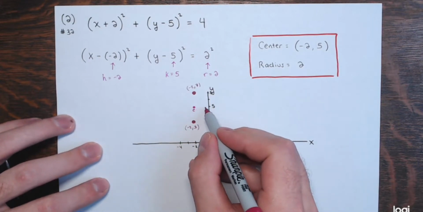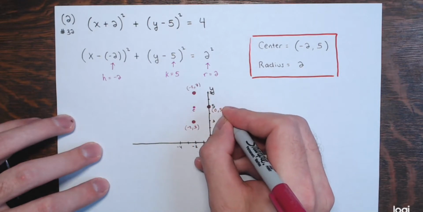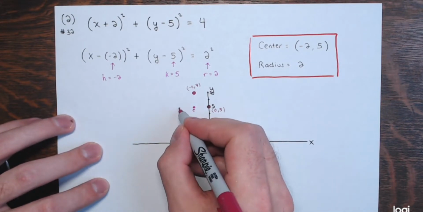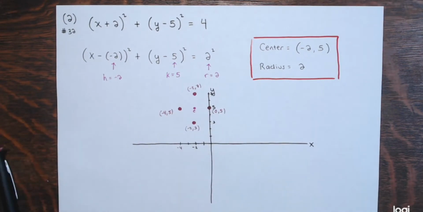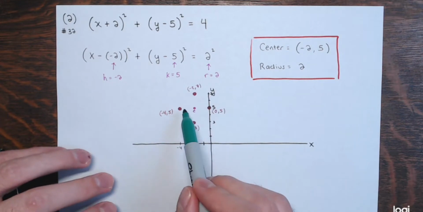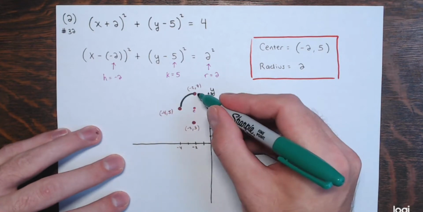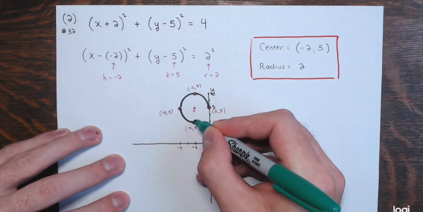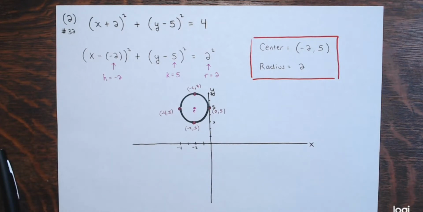2 units to the right is a y-intercept here. This is 0, 5. And 2 units to the left of the center is -4, 5. And once those up, down, left, right points are in, you can make a rough sketch of the circle. I'll do it without turning the paper this time. There you go. And that's pretty circular looking. Not a perfect circle, but it's okay.